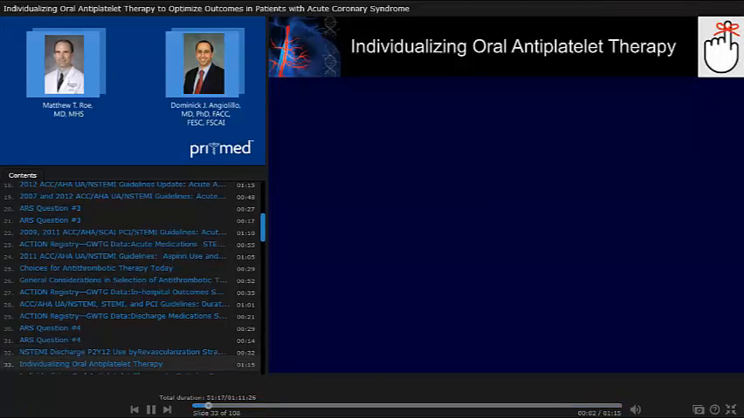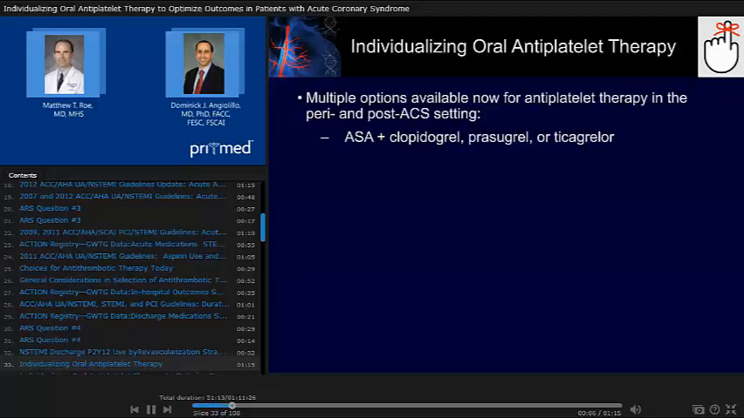So when we talk about individualizing oral antiplatelet therapy, there are multiple options that are now available in the peri and post-ACS setting. Aspirin is a cornerstone therapy. We have 3 different P2Y12 inhibitors, clopidogrel, prasugrel, or ticagrelor, and we've talked about the evidence and the recommendations for each of these agents today.